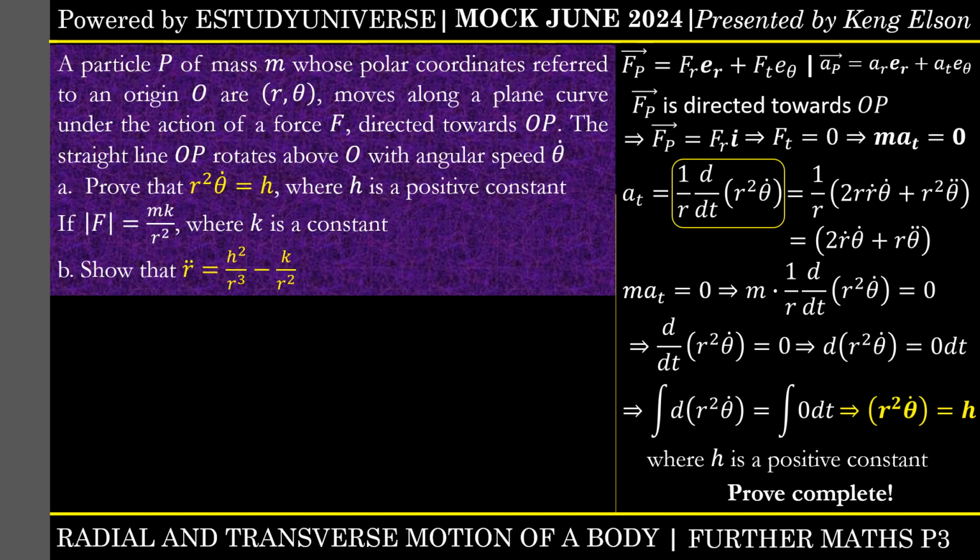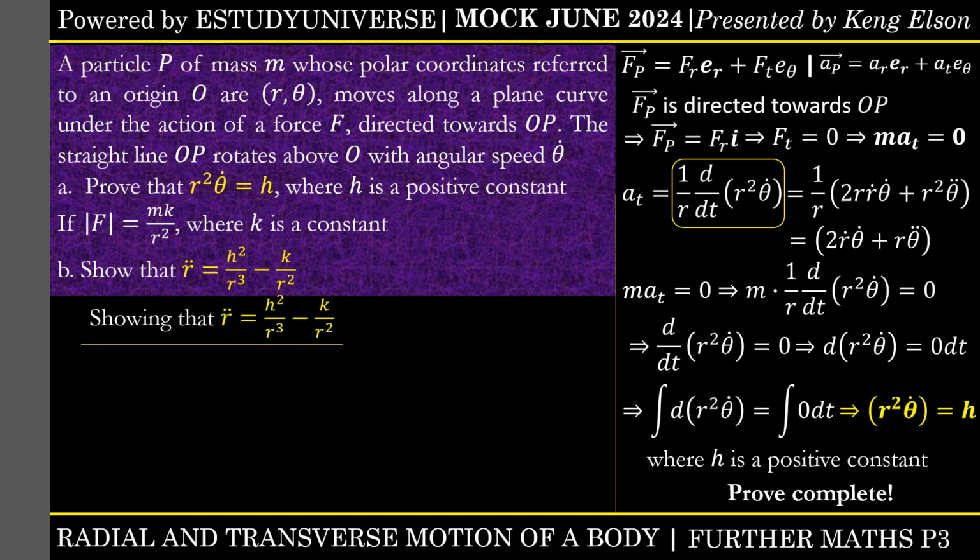The left hand side, when integrated, we are integrating the derivative of r squared theta dot, and when we integrate the derivative, we just get r squared theta dot. Now when we integrate 0 dt, we still get 0, but since it is an indefinite integral, we need to add the constant of integration, and to make it resemble the proof, the constant of integration must be h, so that we get the proof directly. So we have proven the a part of the equation.